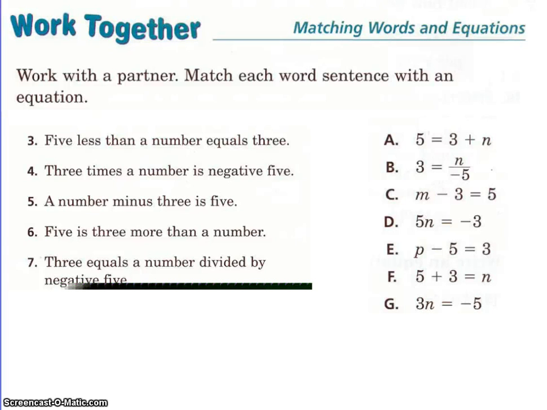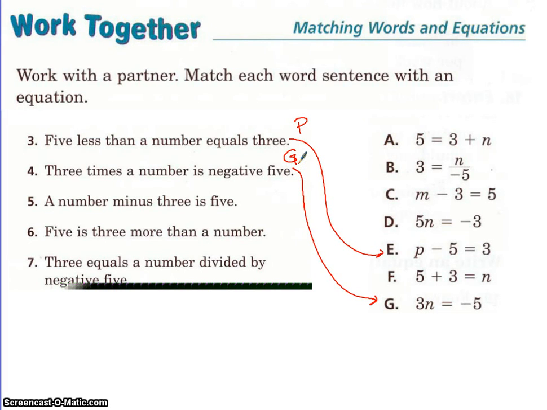Okay, we're back, and let's go ahead and determine if you were right. So 5 less than a number equals 3. We're looking for a number that's subtracted by 5 and equals 3. So it looks like there, right? E, we have a number subtracting 5 and it equals 3. So the answer there is P for the first one. Number 4, 3 times a number is negative 5. So we're looking for a variable that's being multiplied by 3, and the answer is negative 5. Looks like we got another one. It looks like it's G.